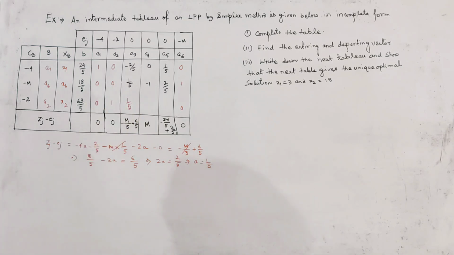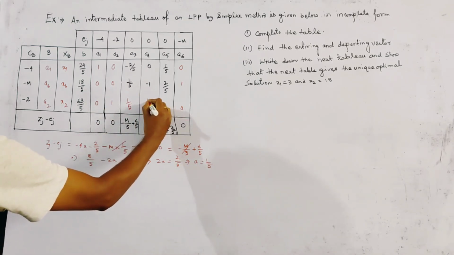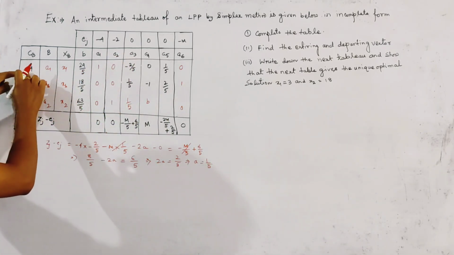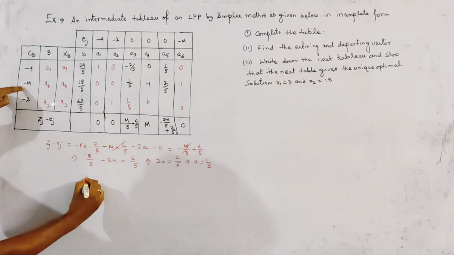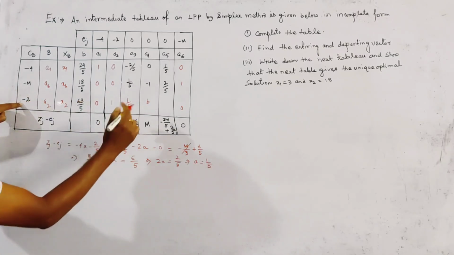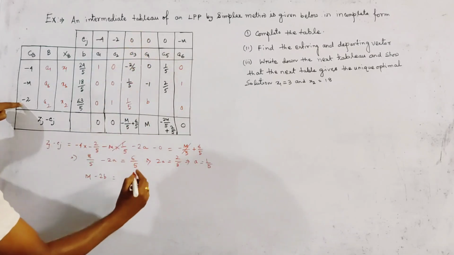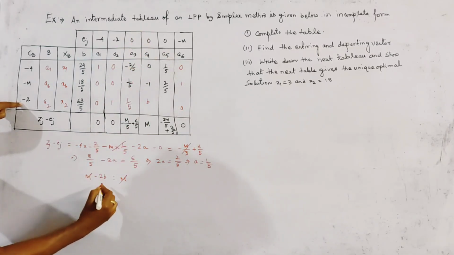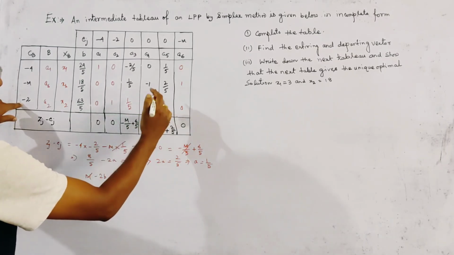Similarly, if this element is taken to be b, then by the same calculation, -4 into 0, -M into -1 which is M, and -2 into b, so -2b, minus Cj which is 0, is equal to M. So this cancels out, and b is equal to 0. We put 0 here.